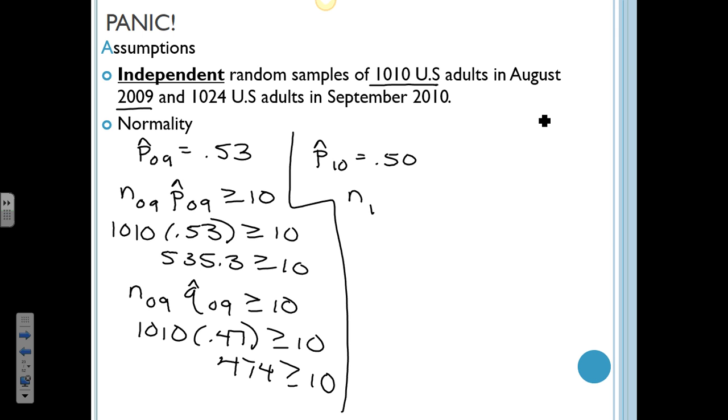Come over here. N sub 10, P hat sub 10, greater than or equal to 10, right? So I got to take what? 1,024. Take half. It's by 12.